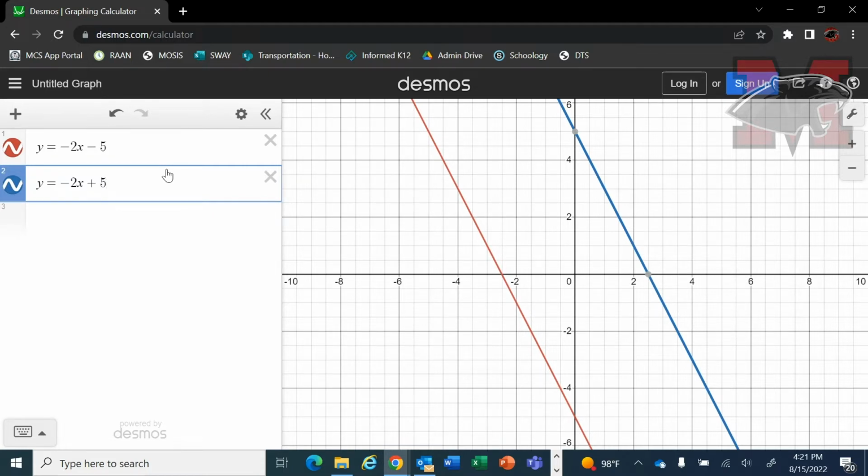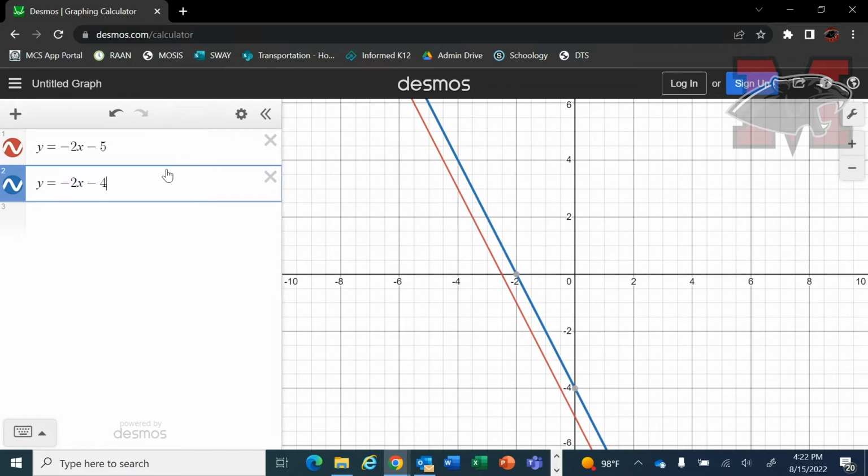Watch what happens as I change this and go down. I'm going to change it from positive 5 to 4, and then 3, 2, 1, 0, negative 1, negative 2, negative 3, and negative 4. Notice I'm taking that same line and just dropping it each time on the y-intercept. Now, these are called parallel lines, if you remember from geometry. Parallel lines have the same slope. So if you have the same slope, they're parallel lines.